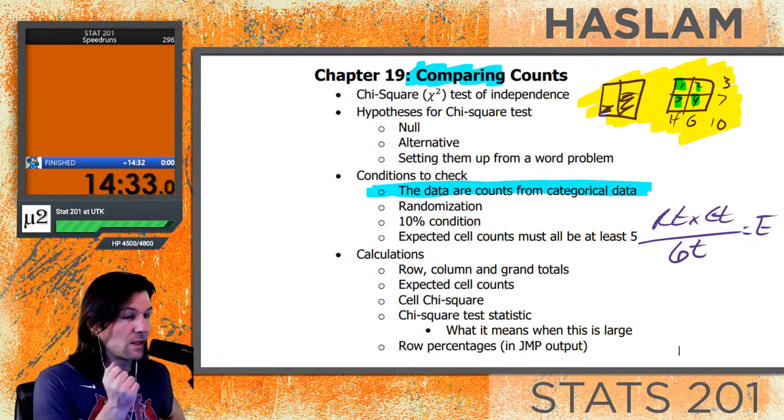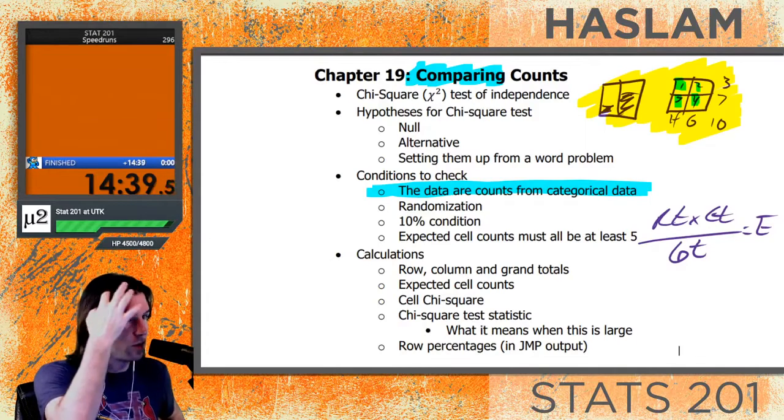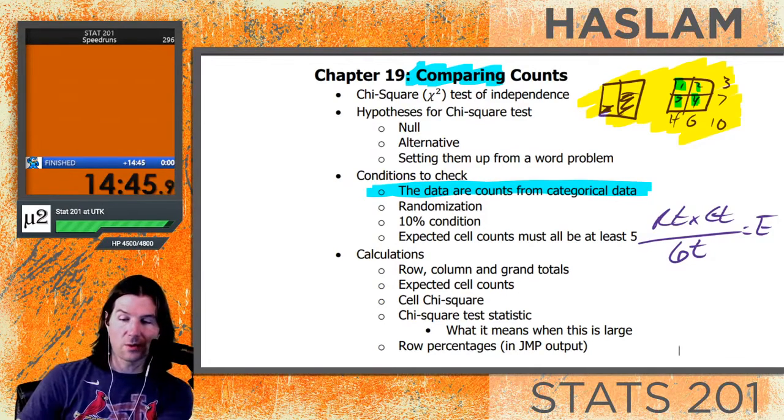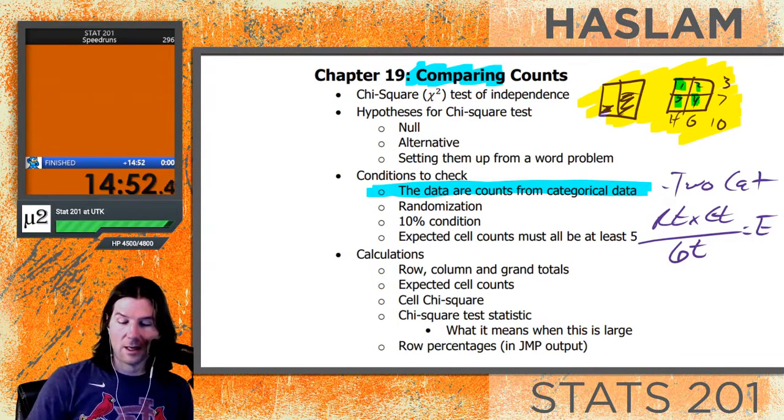So is our previous example with pets and year at UT categorical? Yes, because owning a pet is a category, yes or no. And your year at UT is a category: freshman, sophomore, junior, senior. So we have 2 categorical variables. So the way to check the count data condition is 2 categorical variables. And if you have 2 categorical variables, you're good.